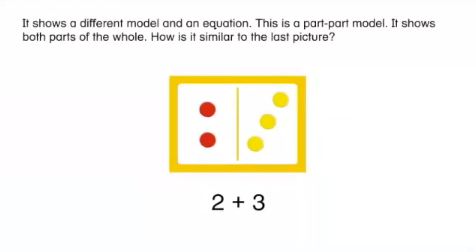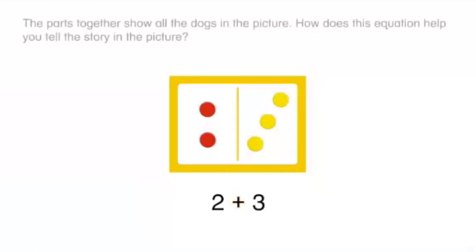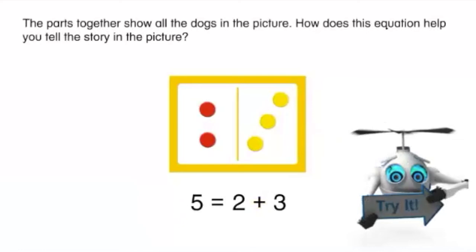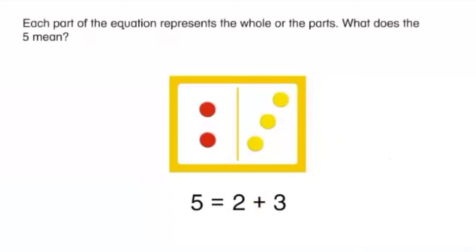This is a part-part model. It shows both parts of the whole. How is it similar to the last picture? Both show a group of 2 and a group of 3. Why is there a plus sign between the numbers? The parts together show all the dogs in the picture. How does this equation help you tell the story in the picture? Each part of the equation represents the whole, or the parts.